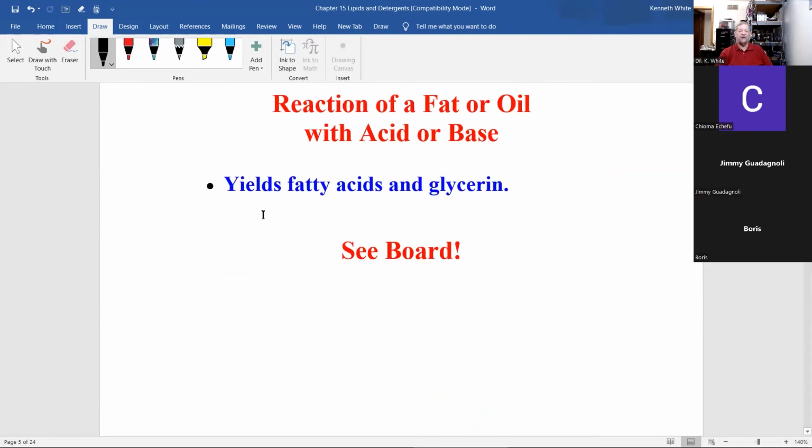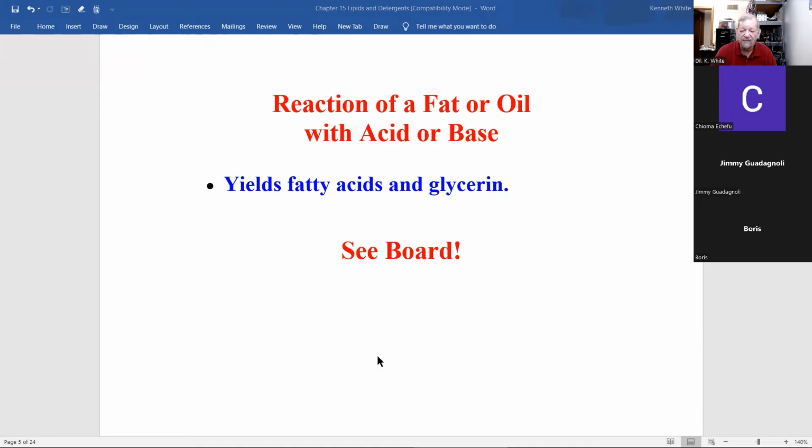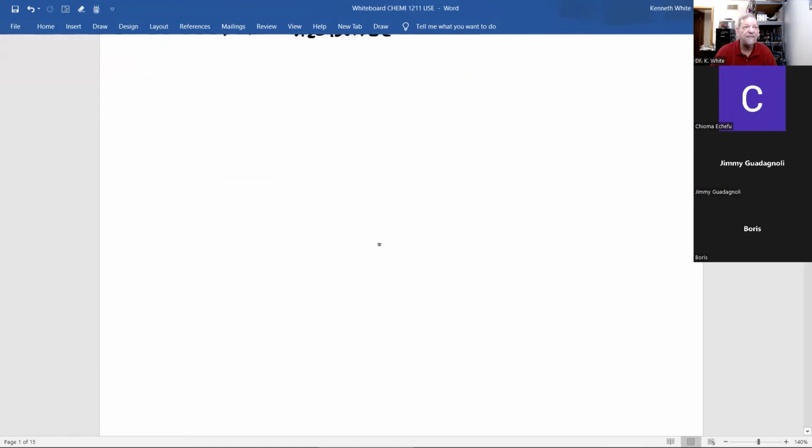Now, let's look at some reactions of fats and oils with acid and base. Guess what? You already know these reactions. Nothing new for now. As I said the other day, I've gone through all the new general reactions, but we're going to take those out into the real world. So let's do a general triglyceride.